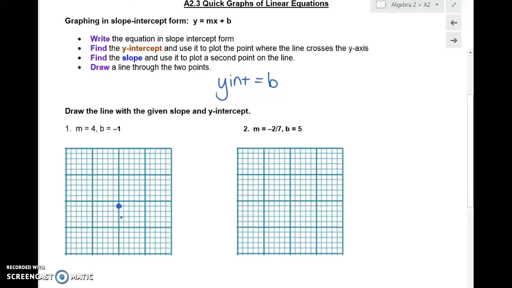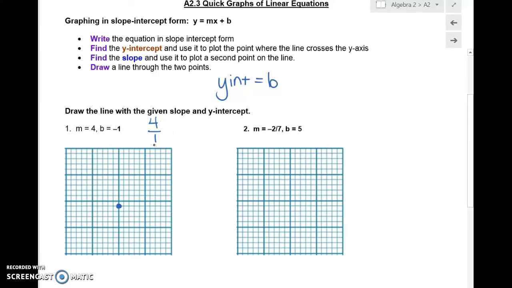Technically, you should draw in your axes, but if you don't, we're all going to assume that the center point is the origin unless otherwise specified. Does that work for everyone? Okay. So our b is -1. We start at -1 on the y-axis. A slope of 4. What do we do with a slope of 4?